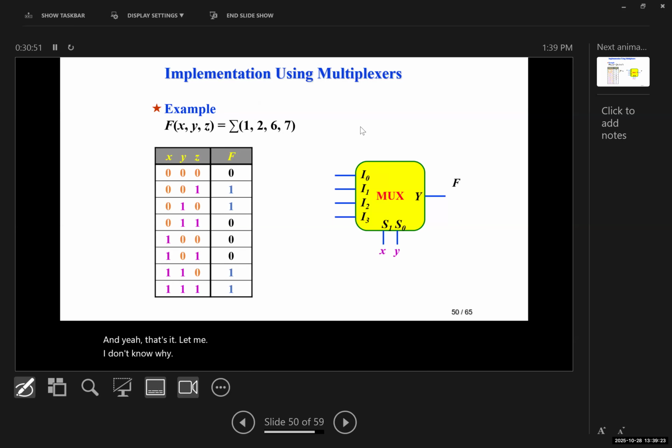Now that we did that, I want you to find and see how we can implement this Boolean function f of x, y, z, sigma is 1, 2, 6, 7, using the multiplexer. So the previous time we had 2 inputs and 2 selects. Here we have 3 inputs. We have x, y, and z. And we're going to see how we can implement this using the multiplexer.